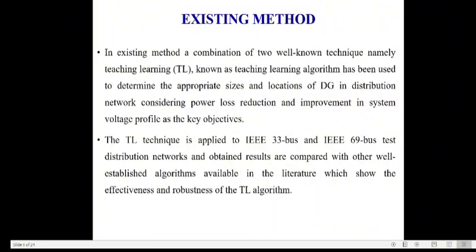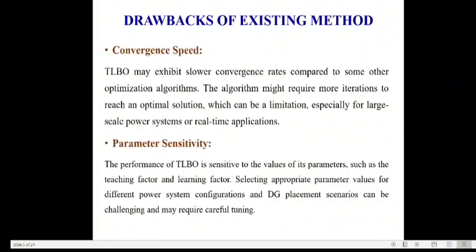Existing method. In the existing method, a technique known as the teaching learning algorithm has been used to determine the appropriate sizes and locations of DG in the distribution network, considering power loss reduction and improvement in system voltage profile as the key objectives. The TLBO technique is applied to the IEEE 33 bus and IEEE 69 bus.